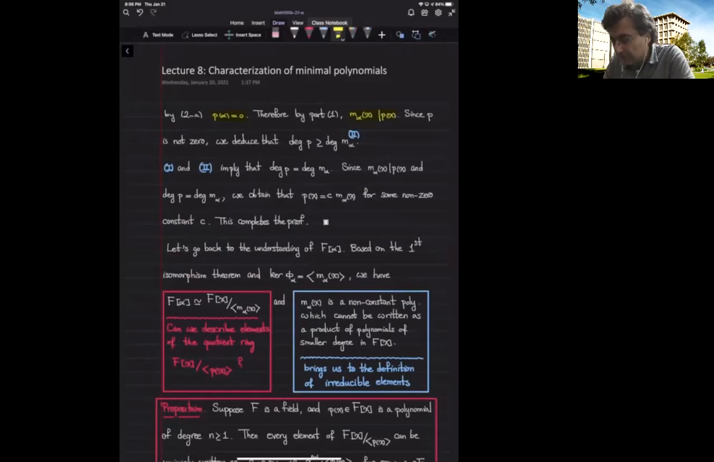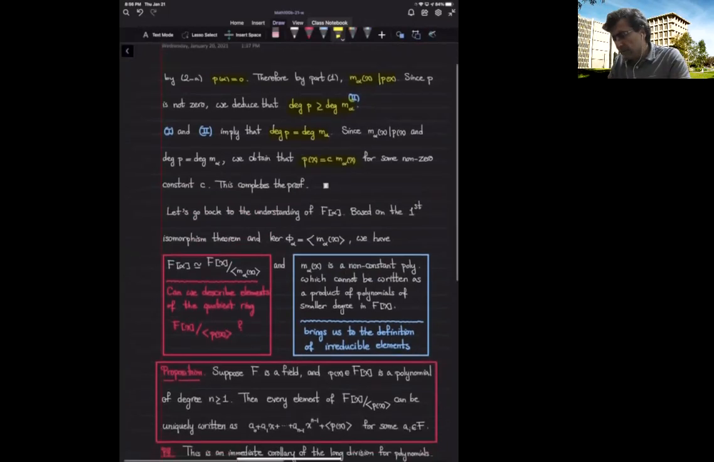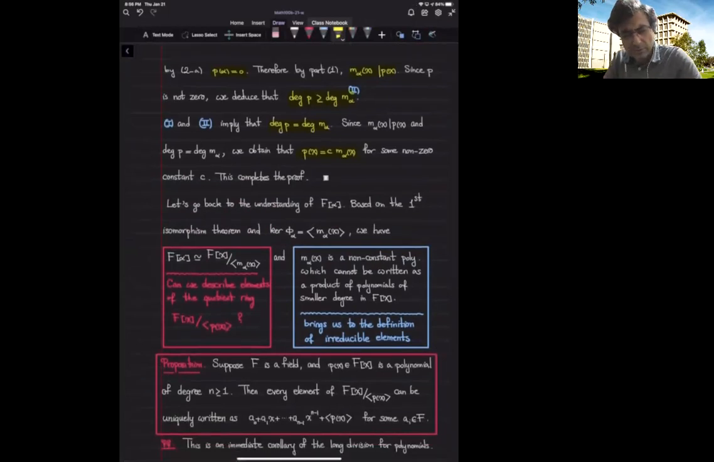And so the degree of this p should be at least the degree of the minimal polynomial. If I compare these two, I deduce that they have the same degree, and now it's easy because it's a multiple of the other one and they have the same degree. This means that it should be a scalar multiple of the other one, and the claim follows. If you think about it, it's not very hard. So again, it's all based on degree.